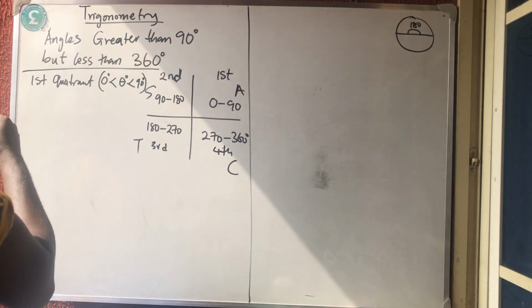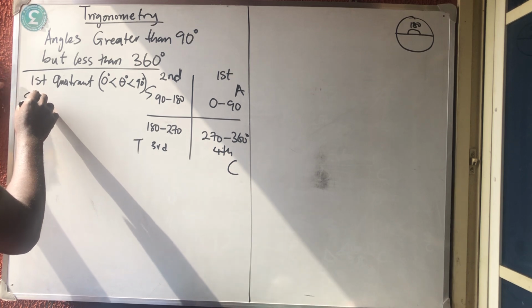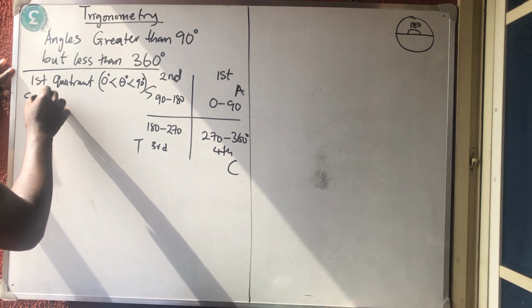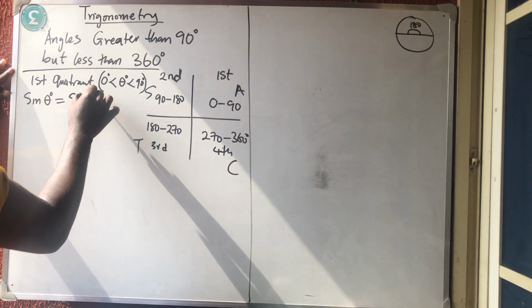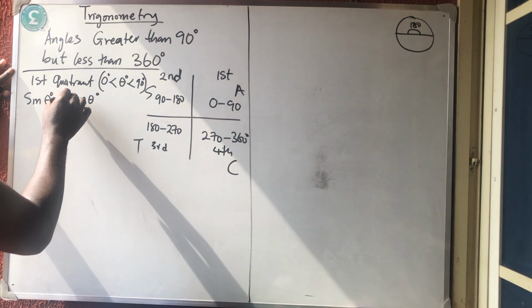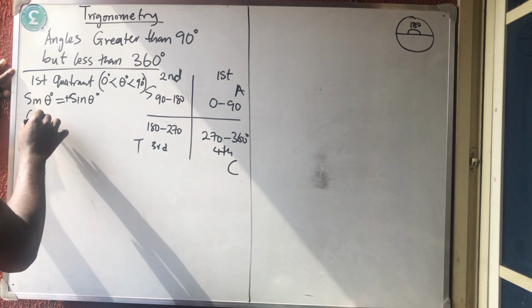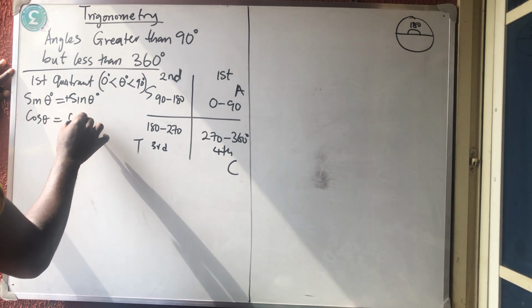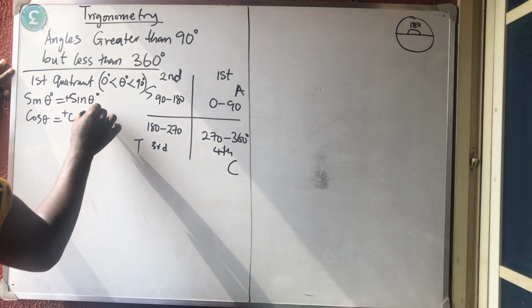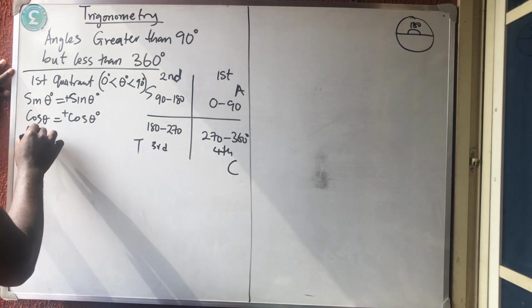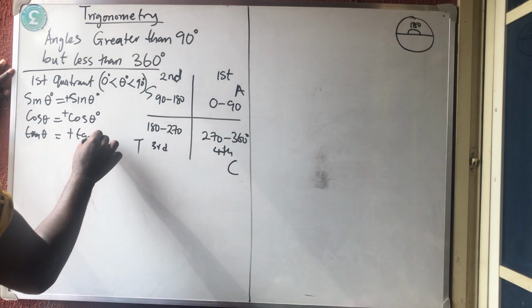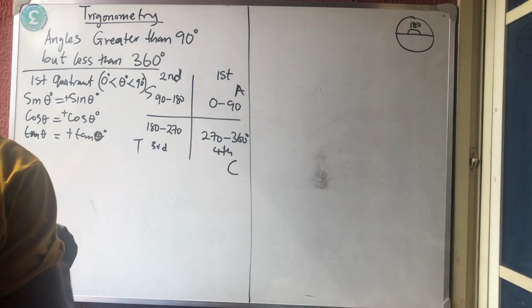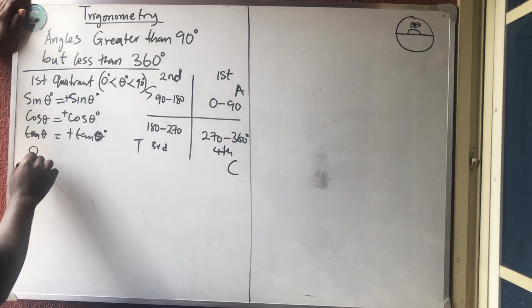So in the first quadrant, sine theta is the same thing as what? Sine theta. It doesn't change. Cos theta is the same thing as what? Cos theta. It doesn't change. Tan theta is the same thing as what? Tan theta. It doesn't change. But what happens in the second quadrant?